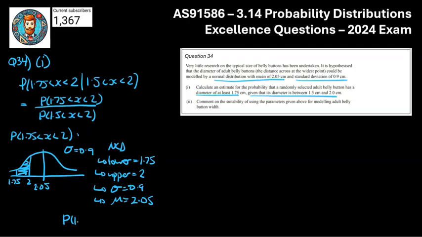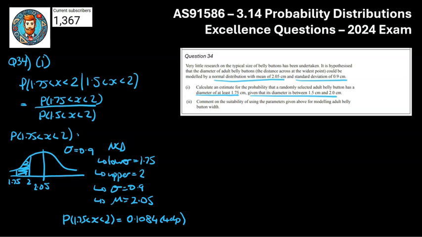So the probability that X was between 1.75 and 2. I'm just looking at my book here because I've already done that. So that came to 0.1084, with 4 decimal place rounding. So I've got my first answer there. I now need to find that denominator, so between 1.5 and 2.